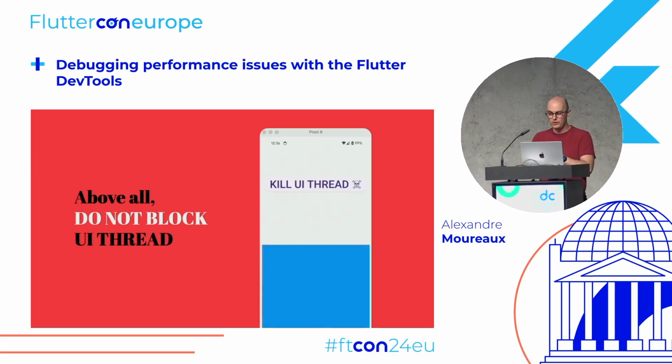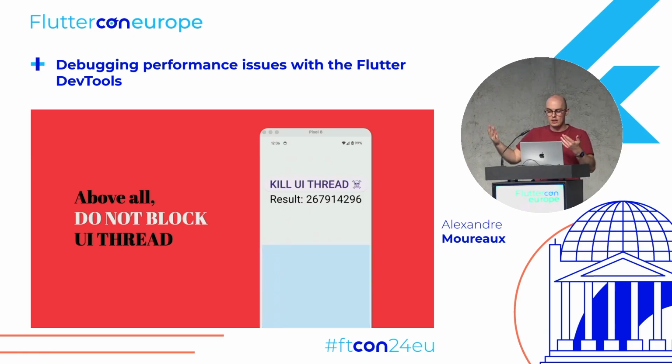For example, this is a really stupid, very simple app with a square fading in and out. But I also have a button called Kill UI Thread, which runs an expensive operation. When you click it, the animation stops, and it's not until we get the result of the calculation that the animation can resume again.